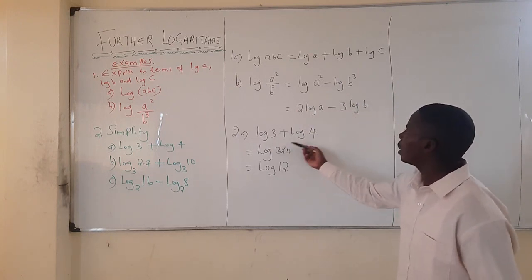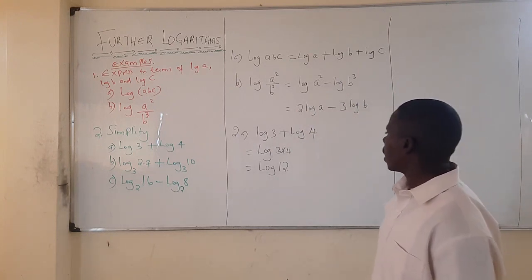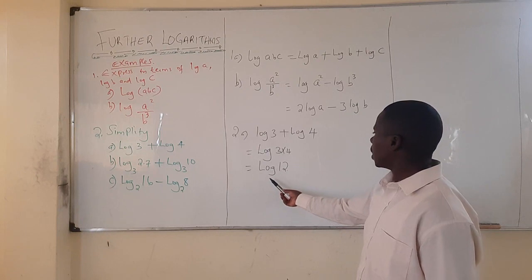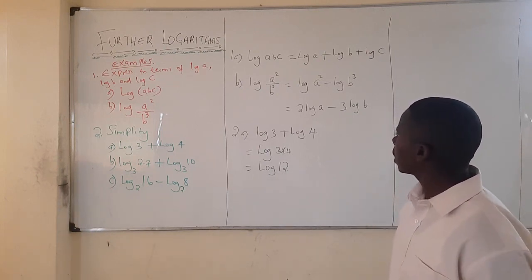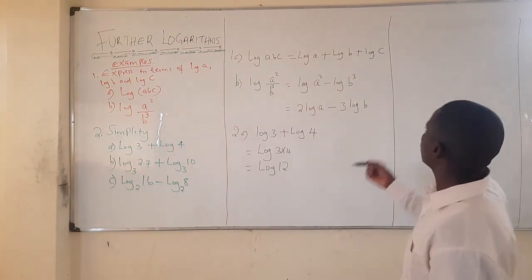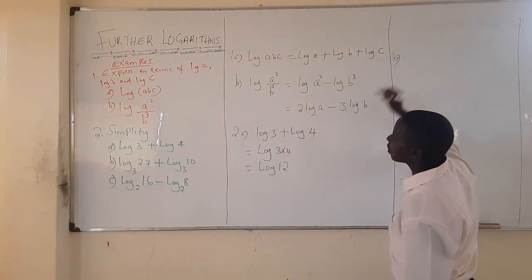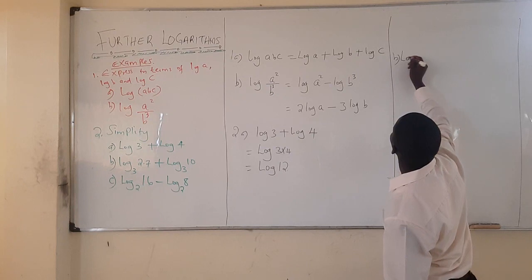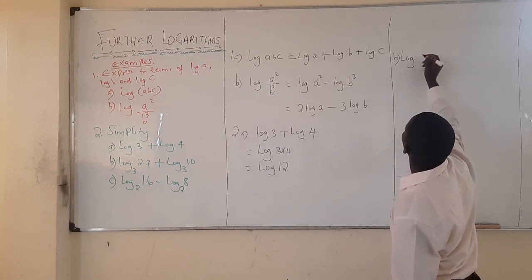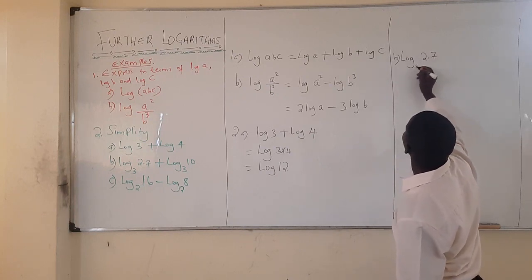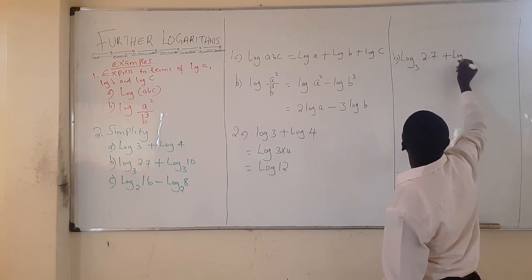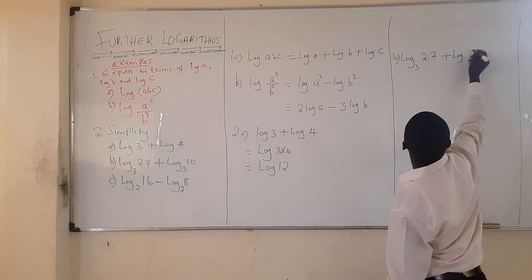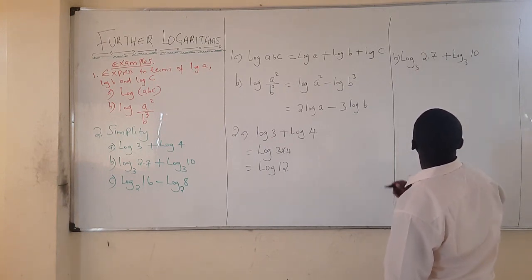So the log of 3 plus the log of 4, you can simplify it as the same as the log of 12. Then let's look at part B. We have the log of 2.7 base 3 plus log of 10 base 3.